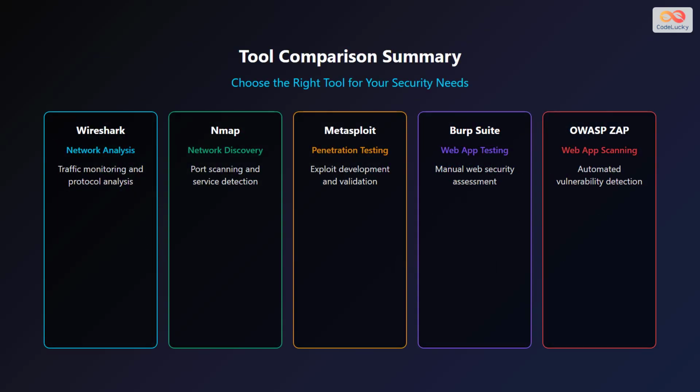Let's summarize the tools discussed. Wireshark is used for network analysis, specifically traffic monitoring and protocol analysis. Nmap is for network discovery, port scanning, and service detection. Metasploit is a penetration testing tool for exploit development and validation. Burp Suite is used for web application testing, particularly for manual web security assessment. OWASP ZAP is used for web application scanning for automated vulnerability detection.